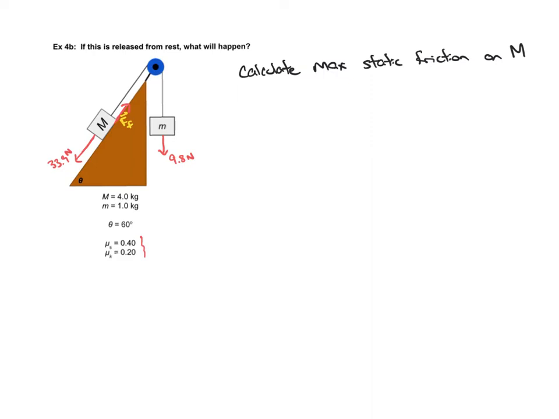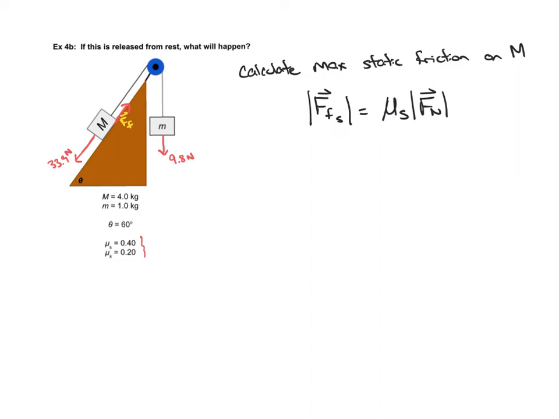So right now the difference between 33.9 and 9.8 is 24.1. Okay, so far the capital M block is winning by 24.1 newtons. And we'll see if that's enough to overcome this maximum static friction as well. Okay, so static friction, it has a formula. It's the coefficient of static friction times the magnitude of the normal force.